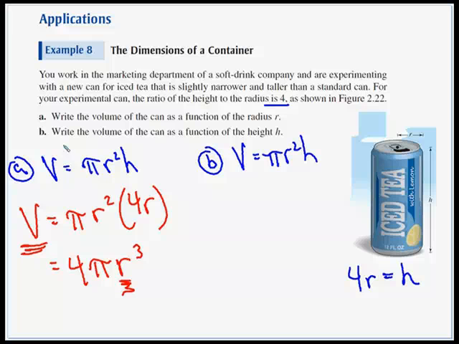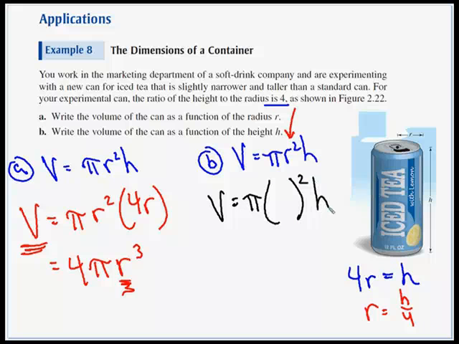Now, for part B, we're going to write the volume of the can as a function of h. So we want to get rid of the r. We want to replace that r with something. Well, let's come down here and solve this for r. Divide both sides by 4: r equals h divided by 4. So let's replace the r. We had pi r squared times h. Let's replace that r with h over 4.